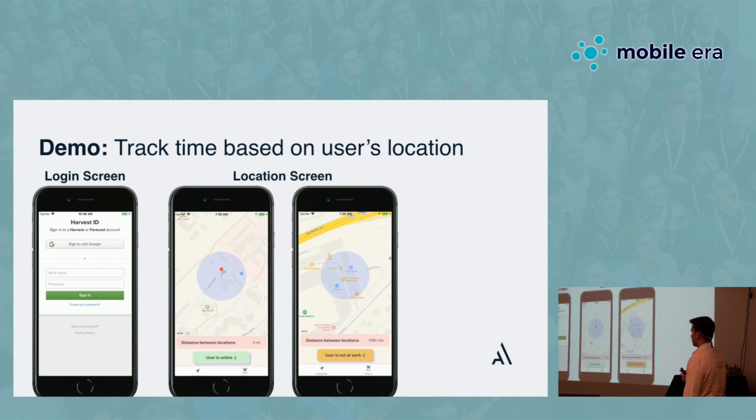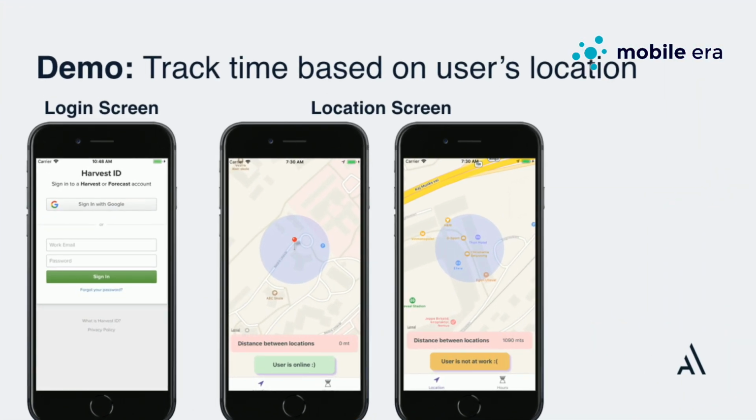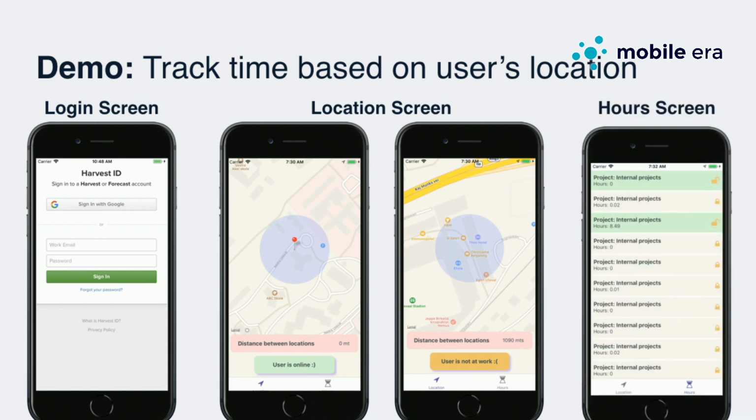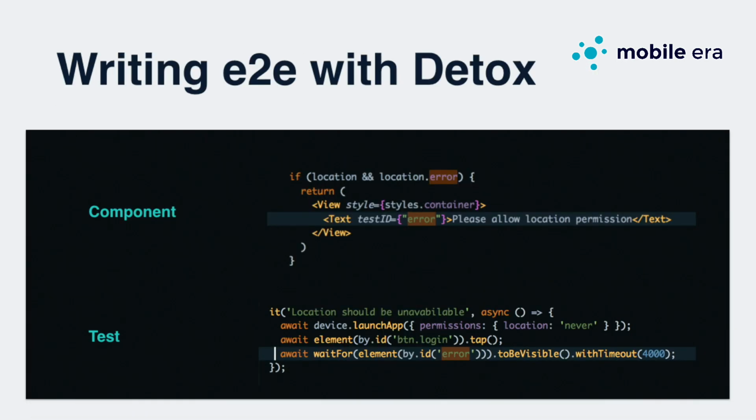Then we have the location screen, which is actually where we wrote most of our tests because we needed to play with the location, to see if a user was online or not. And finally, we have the hours screen, which is actually where we are fetching all the data and all the hours from the Harvest API and showing the ones that are currently running or actually the ones that are not running.